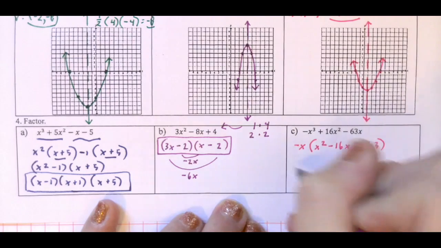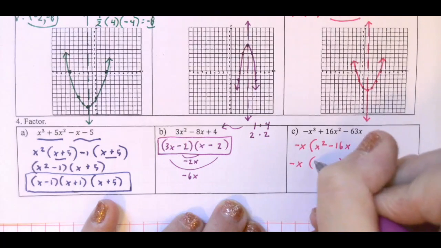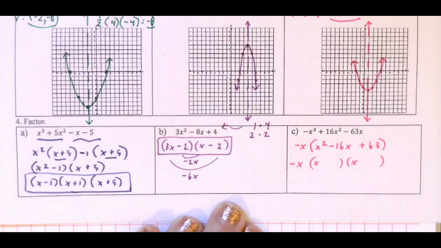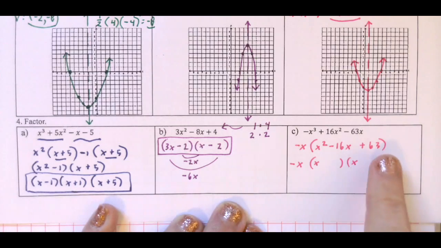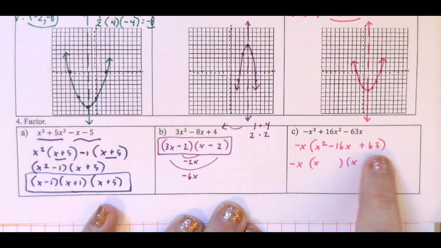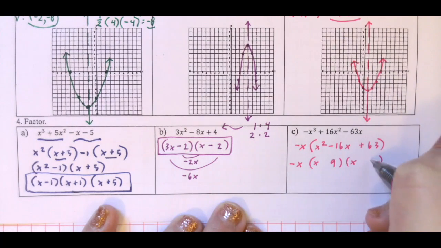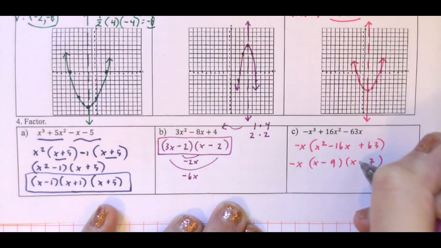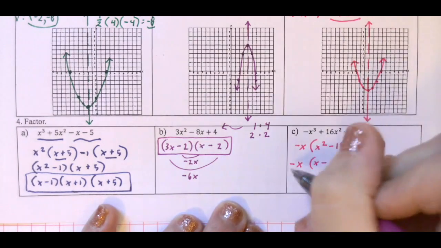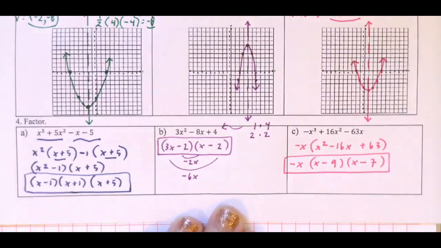So I have a -x, open up the 2 sets of parentheses, got to be an x and an x. And then I'm trying to think of 2 numbers that multiply to 63 that add to -16. This is a basic quadratic trinomial. It's got to be 9 and 7, and they both have to be negatives. That is the full factorization of that expression. All right, flip it over. Let's go to the back.